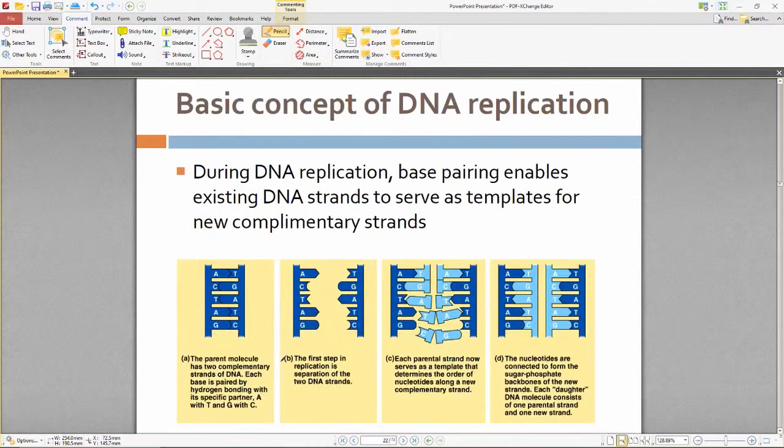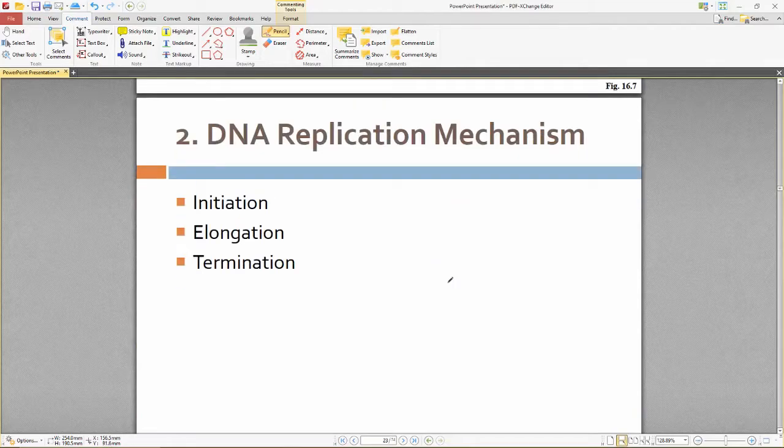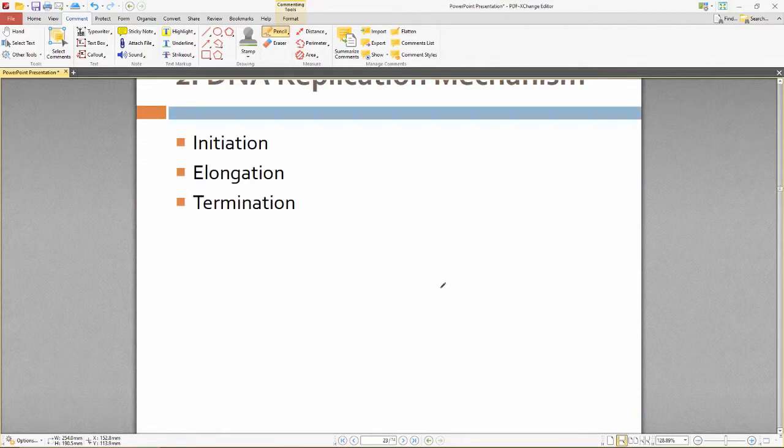All right, let's move on. So the basic concept of DNA replication, after knowing all this, is that during DNA replication, base pairing enables an existing DNA strand to serve as a template for a new complementary strand. So let's get into the mechanisms.